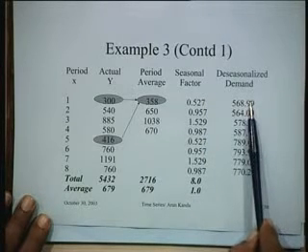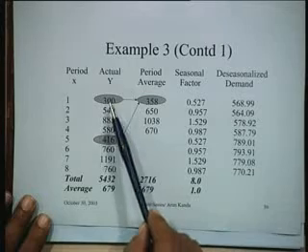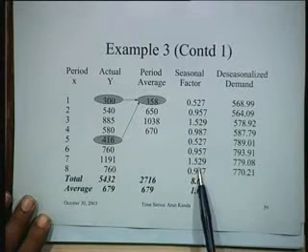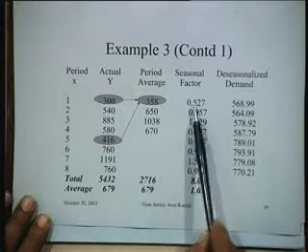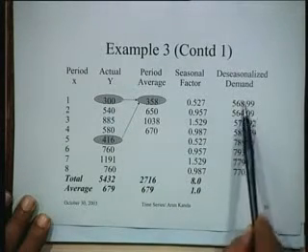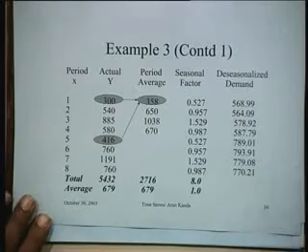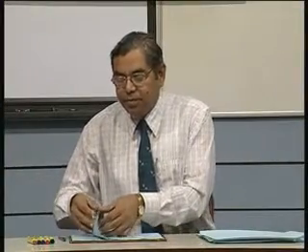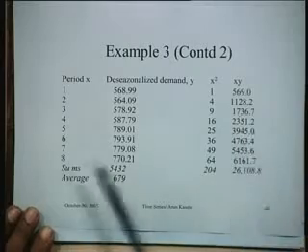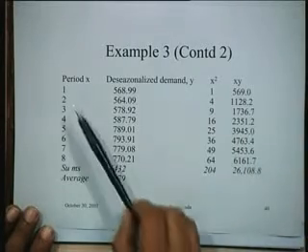How do you get the deseasonalized demand? You have to take the actual divided by the seasonality factor that you have. So 300 divided by 0.527, you get this particular value, and similarly you get these values, which are now deseasonalized demands. Then from the deseasonalized demand, we have to identify the trend. So to the deseasonalized demand, you fit the regression equation. So these are the values.